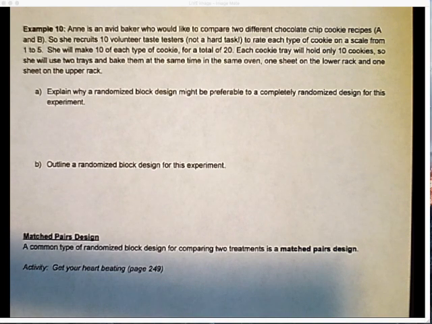Each cookie tray will hold only 10 cookies, so she will use 2 trays and bake them at the same time in the same oven, 1 sheet on the lower rack and 1 sheet on the upper rack. All right, part A. Explain why a randomized block design might be preferable to a completely randomized design.